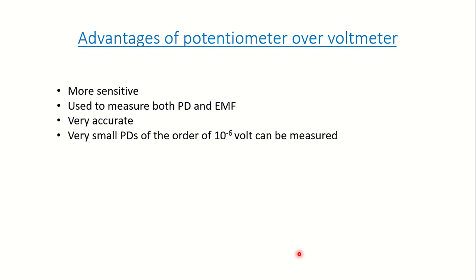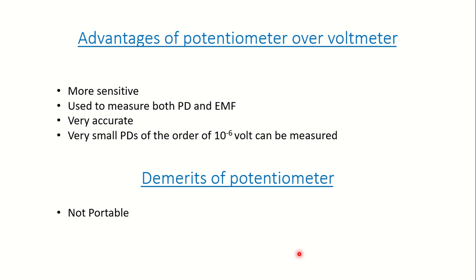So till now we were discussing the advantages of potentiometer over voltmeter. So what are the demerits of the potentiometer? Over voltmeter, we find that it is not portable like a voltmeter. A voltmeter you can simply carry anywhere that you want, but a potentiometer cannot be carried as conveniently as a voltmeter. That is one of the demerits.